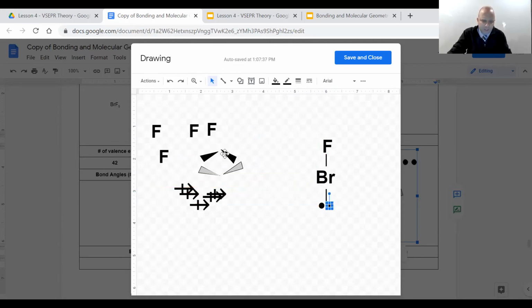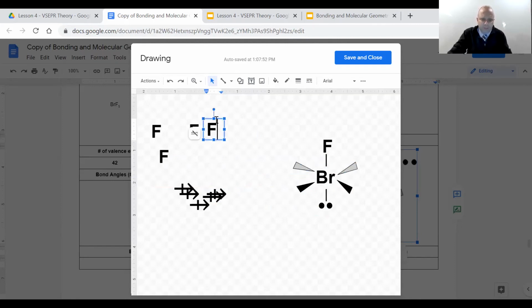And then after that, we're going to put fluorines on the ends of all of these. So the ones, again, that are black are meant to represent the ones that are coming out toward you. The ones that are gray are meant to represent the ones that are back behind the plane of the paper or screen.